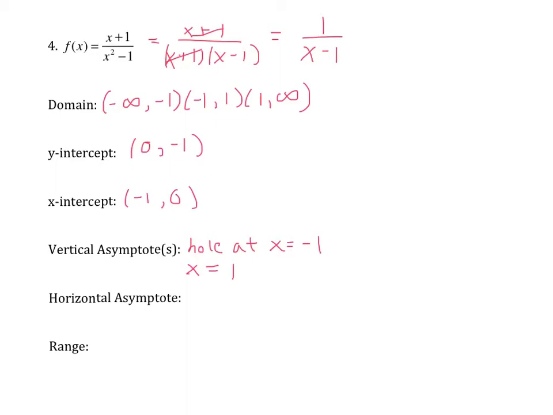And our horizontal asymptote, since the degree on the bottom is bigger than the degree on the top, our horizontal asymptote will be y equals 0. So let's go ahead and graph this. So we have a y-intercept down at -1. And we have an x-intercept at -1.